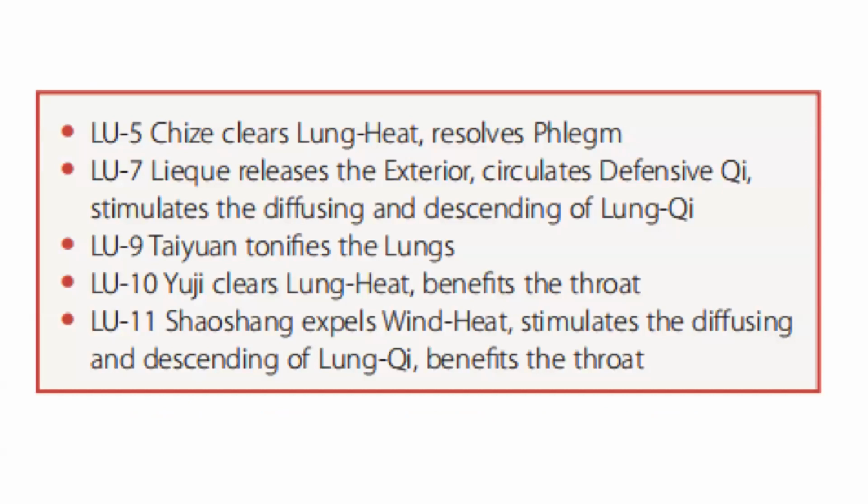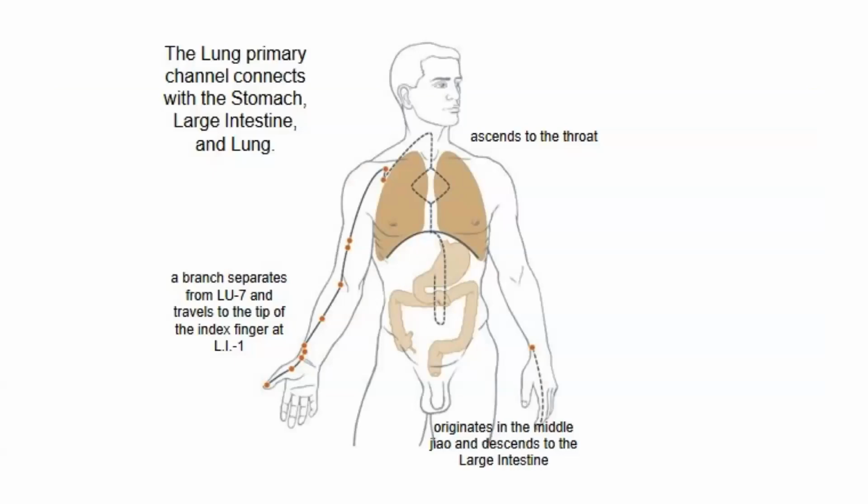So let's try to get acquainted with some of the major points of the lung channel. Lung 5 clears lung heat, resolves phlegm. Lung 7 releases exterior, circulates defensive qi, stimulates diffusing and descending of lung qi. Lung 9 tonifies the lungs. Lung 10 clears lung heat, benefits the throat. Lung 11 expels wind heat, stimulates the diffusing and descending of lung qi, benefits the throat.